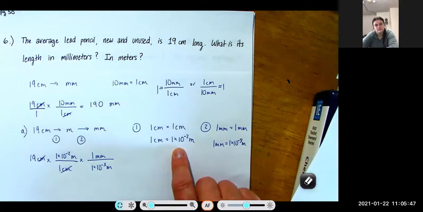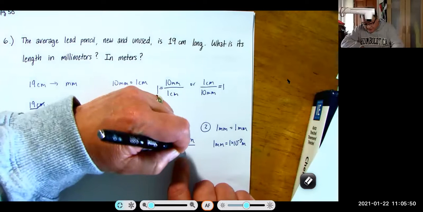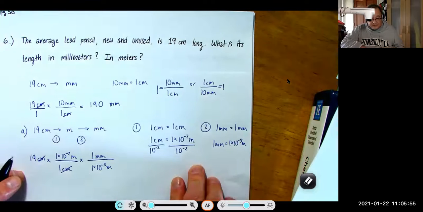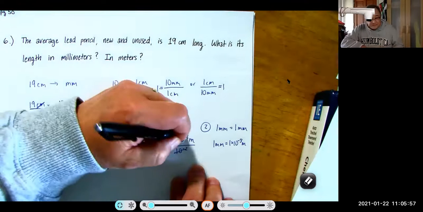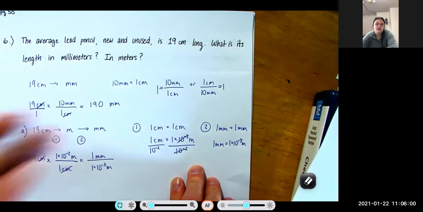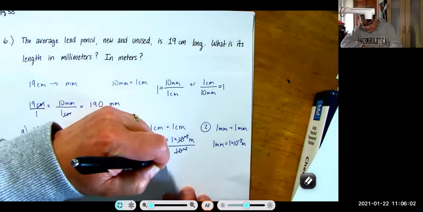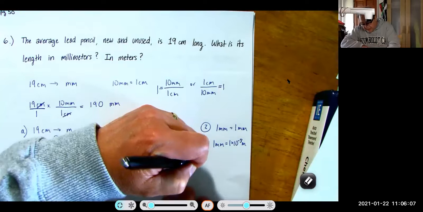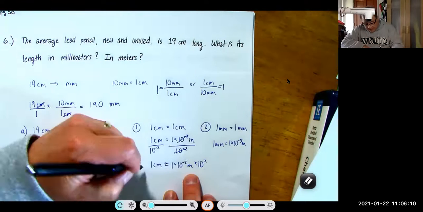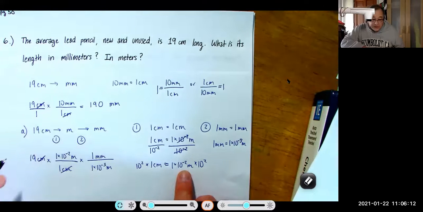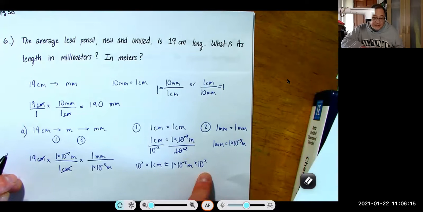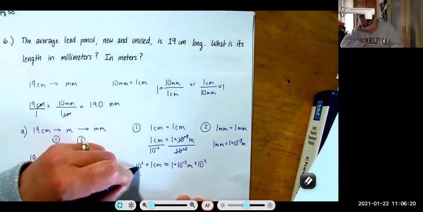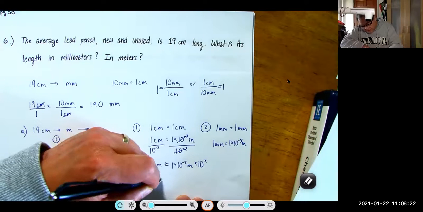So what happens if I divide this side by 10 to the minus 2 and divide this side by 10 to the minus 2? This cancels, right? But I'm going to show you something that's a little more clever. What happens when I multiply this by 10 squared and I multiply this by 10 squared? 10 to the minus 2 times 10 to the plus 2 is 10 to the 0, which is 1. So here, if I want to write this out, I get 100 centimeters is 1 meter.